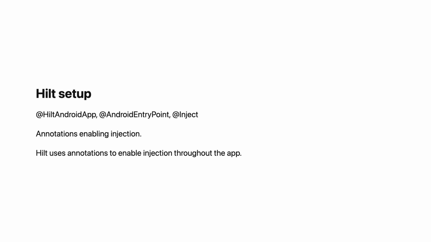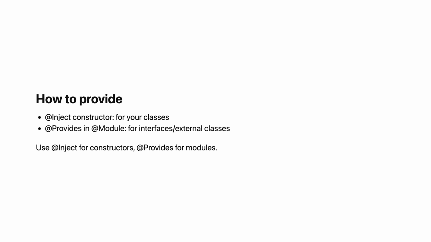Constructor injection is simplest. Add @Inject constructor on the class. class UserRepository @Inject constructor( private val api: UserApi, private val dao: UserDao ). Hilt sees @Inject and knows how to create it.